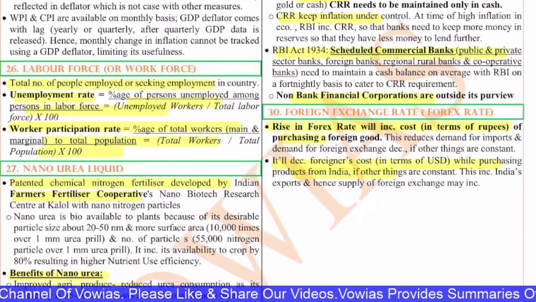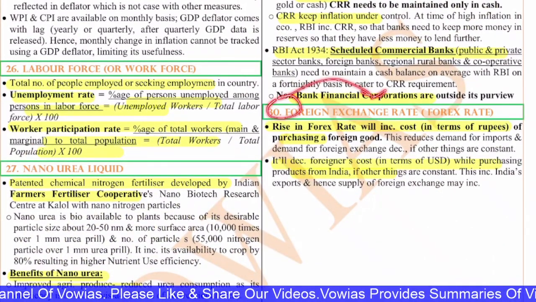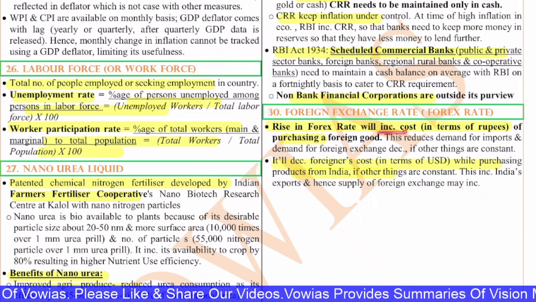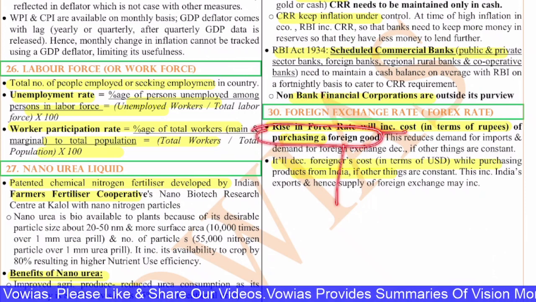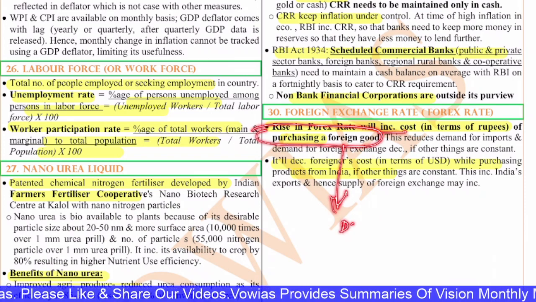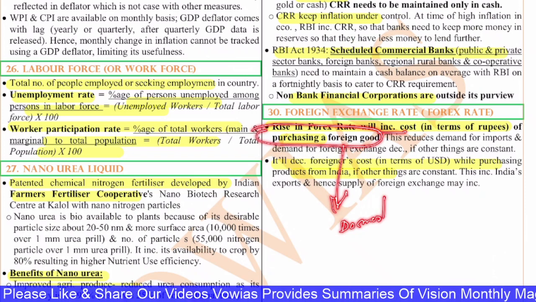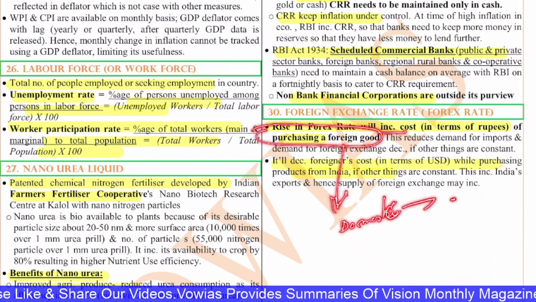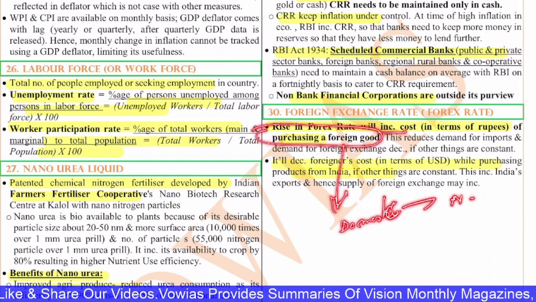Next, the 30th question is on the foreign exchange rate, the forex rate. The rise in the forex rate will lead to an increase in the cost of purchasing foreign goods. So, rise of forex rate means what is happening? The domestic currency value is decreasing. That means the number of rupees for each dollar is increasing.